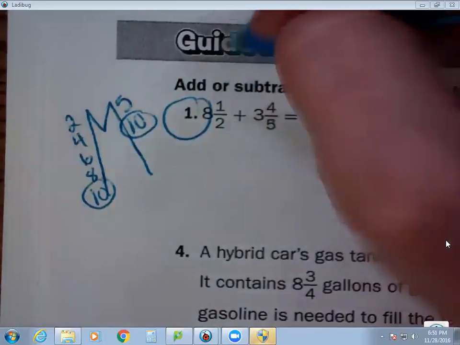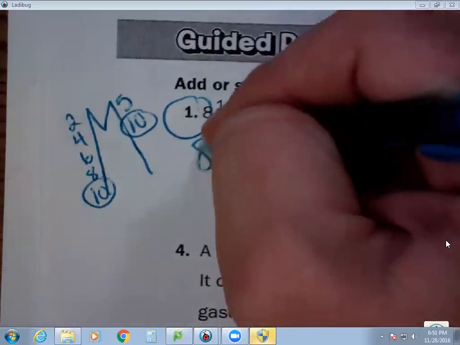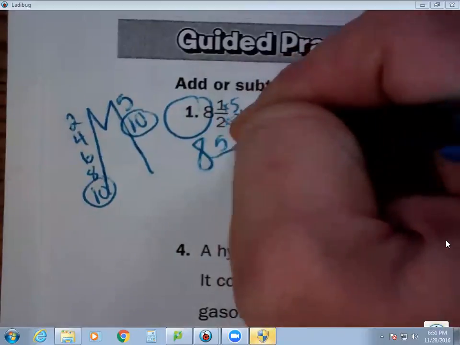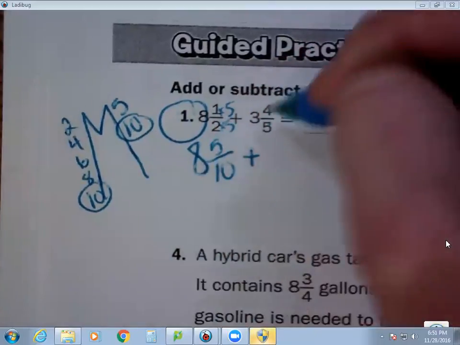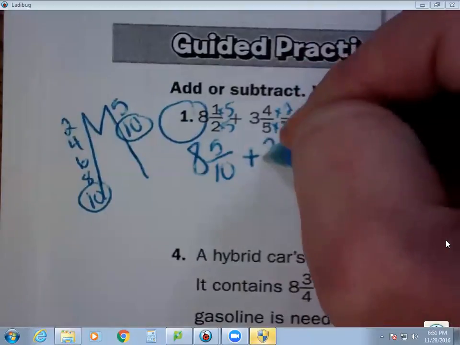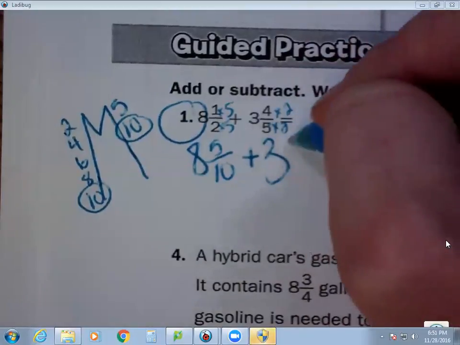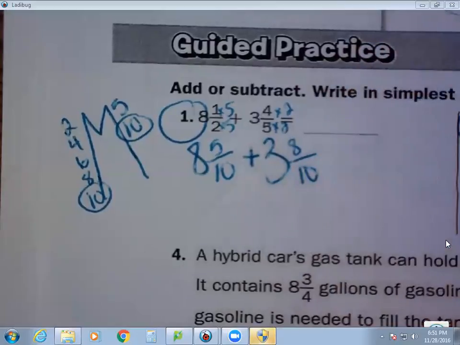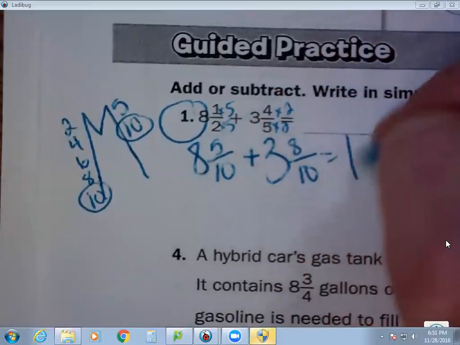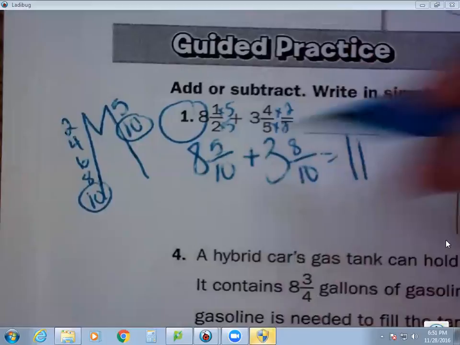So I've got 8. I'm going to multiply by 5 on the top and on the bottom. So I have 8 and 5/10 plus these ones I'm going to multiply by 2, plus 3 stays the same, and 4 times 2 is 8 and 8/10. All right. Well, I don't even need to change them to an improper fraction. It's going to be great because we're adding these. So 8 plus 3 is 11. 8 plus 5 is 13.